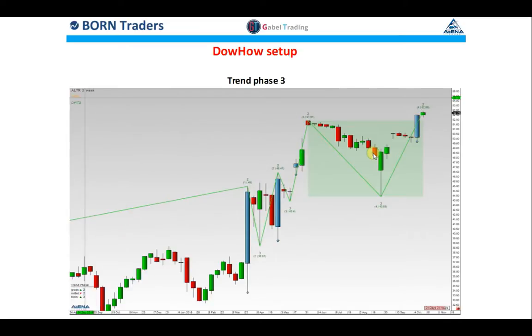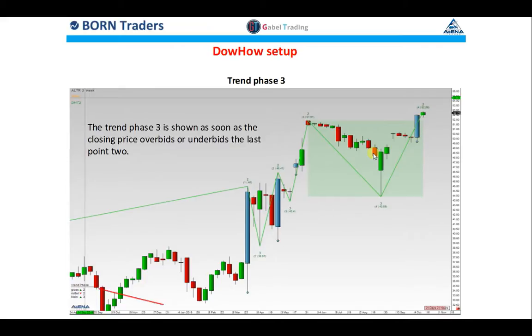On to the trend phase 3. This phase is shown as soon as the closing price exceeds or falls below the last point 2. This is always represented by a differently coloured candle, and really by the closing price, but you can already see it here, and this is this wonderful combination, that the high is not displayed at this candle, but at the high at which trading has actually taken place in the order book. This, ladies and gentlemen, is the real revolution here in this Dalhousie package.